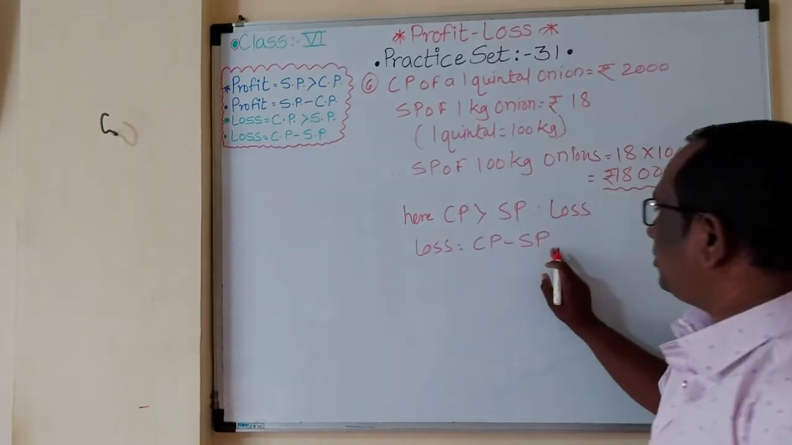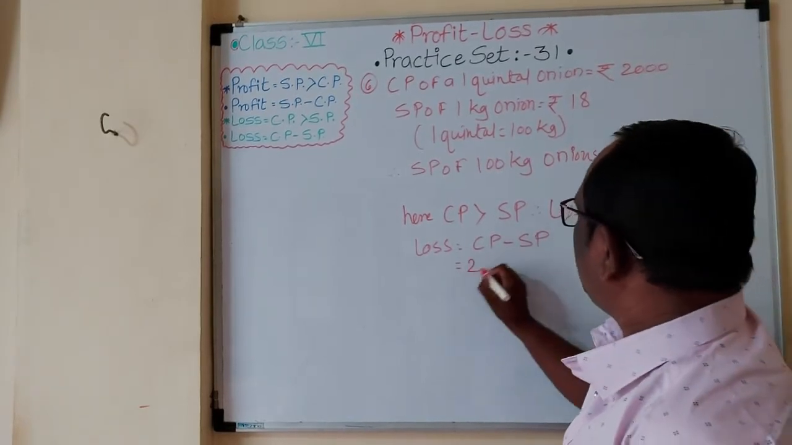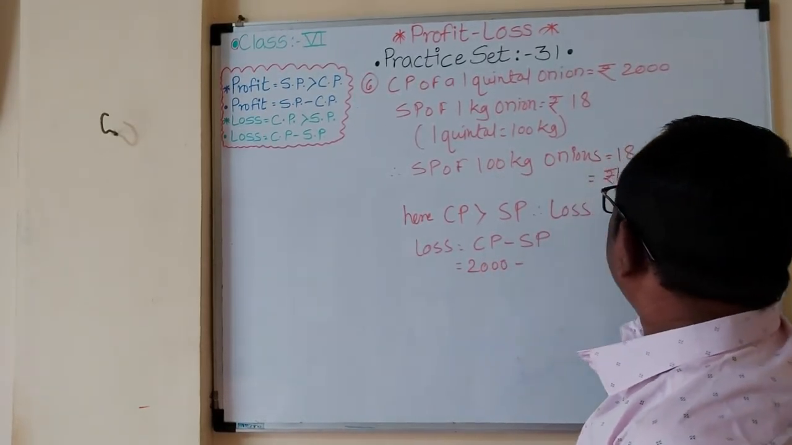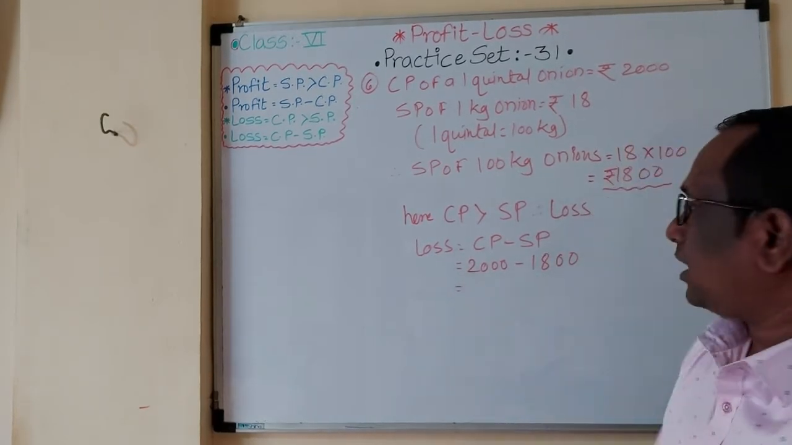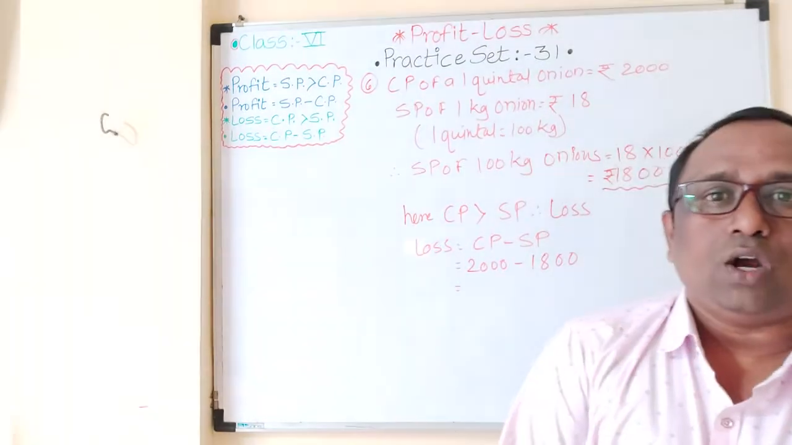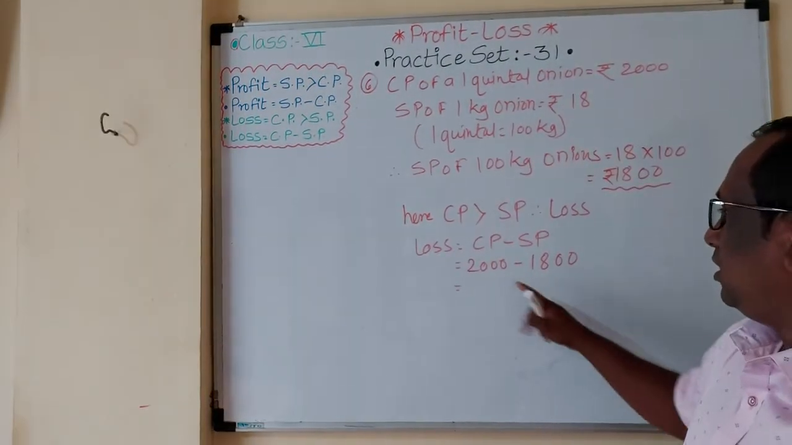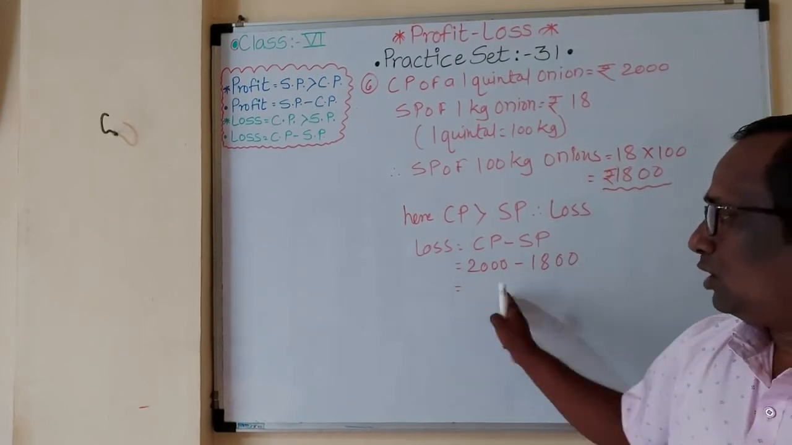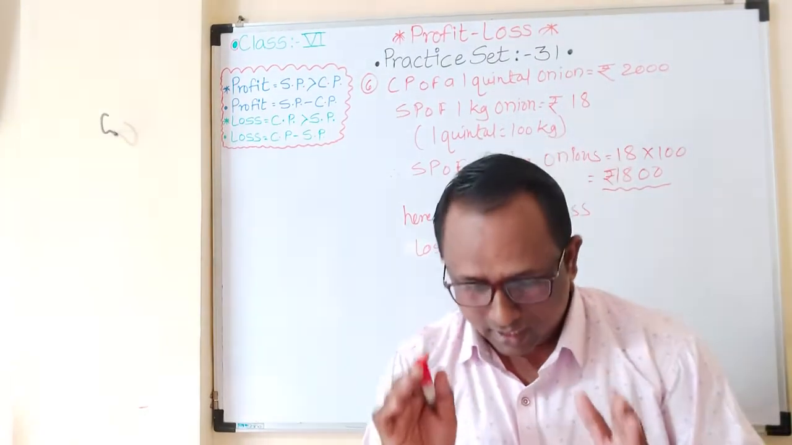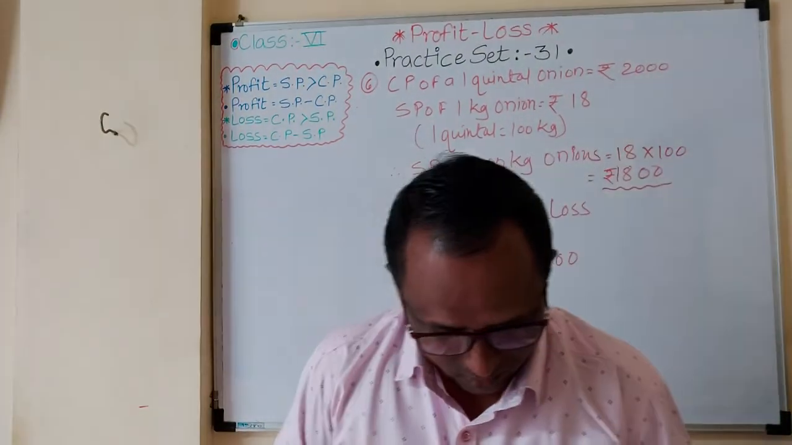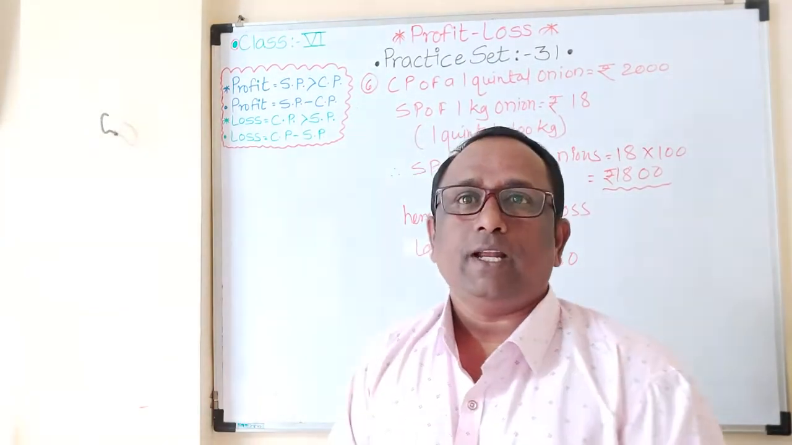Now the loss formula: loss is equal to CP minus SP, cost price minus selling price. So that is 2000 minus 1800. This is a very hard calculation, students, you have to do it. Okay. 2000 minus 1800, both are rupees. So therefore loss is equal to rupees dash dash, you have to write, and at last you have to write, Sharad suffered a loss of rupees dash dash.